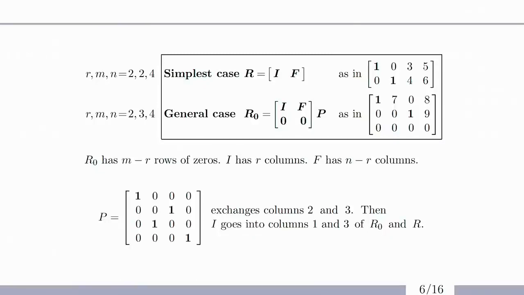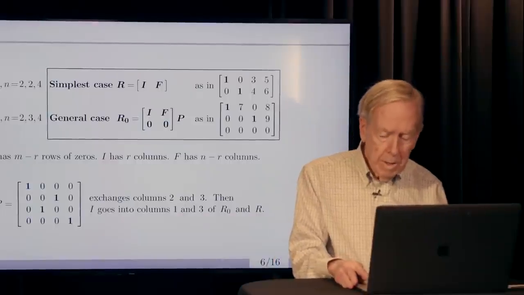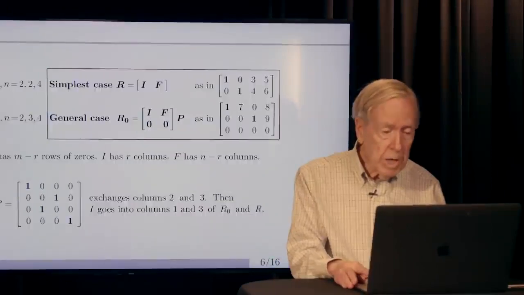Well, it's a permutation matrix, an exchange matrix, because the identity in this second example is not in columns 1 and 2, it's in 1 and 3. So that P has to put it there. And because P is on the right, it'll move columns. And there I wrote down what that P is. That exchanges column 2 and 3 and puts the identity in where we want it. Okay, so that's the linear algebra, the matrix notation part.